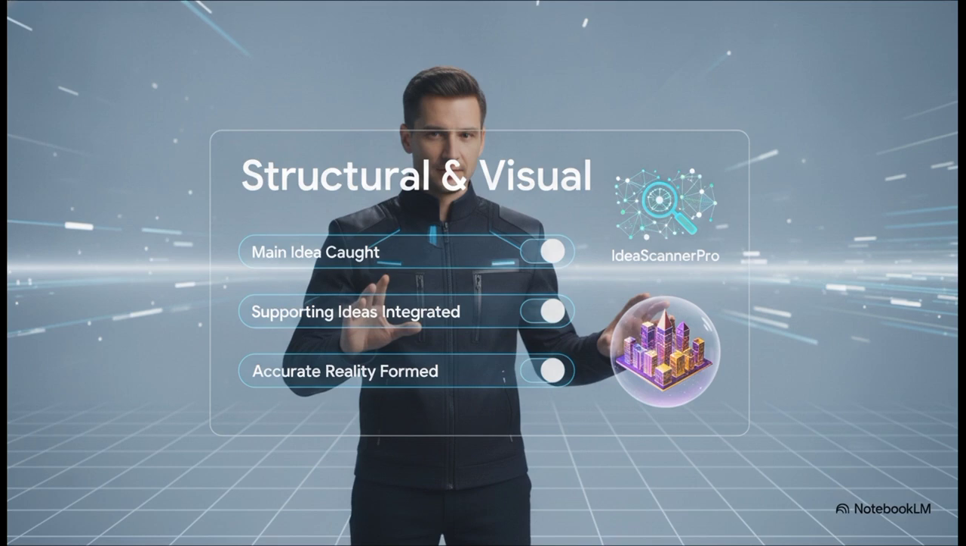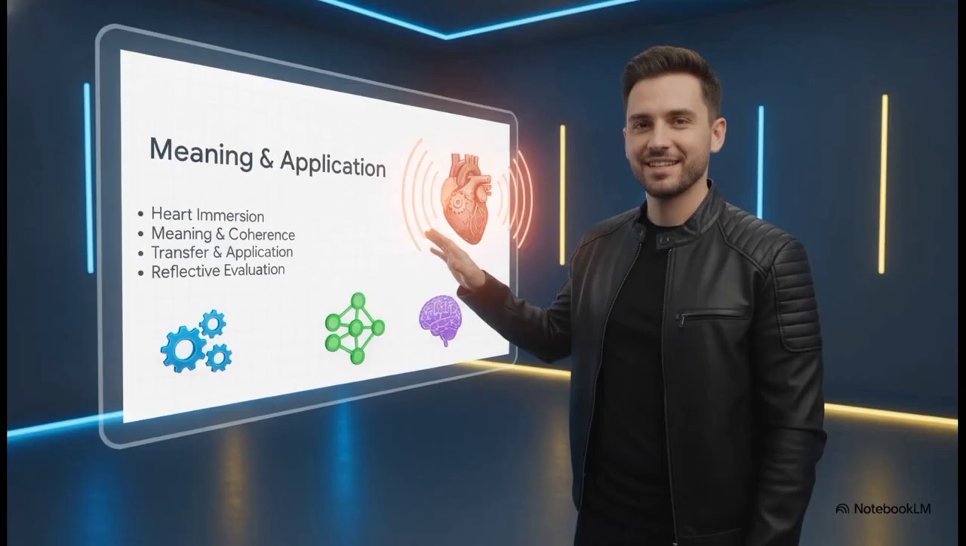Moving on, indicators 3 and 4 test your reality creator. Does your mental model actually match the real-world object? And can you close your eyes and vividly see the mechanics of it working? If your mental dashboard shows these 4 lights glowing green, your structural and visual processing engines are working perfectly. Now for the advanced diagnostics.